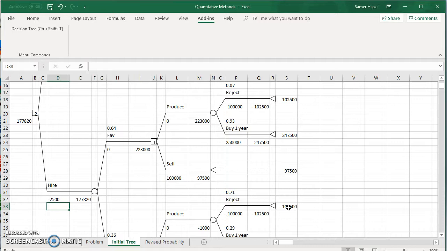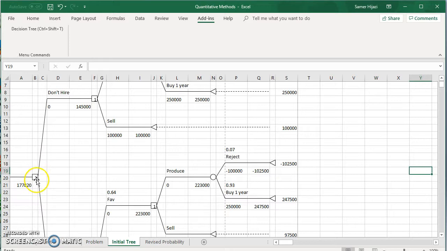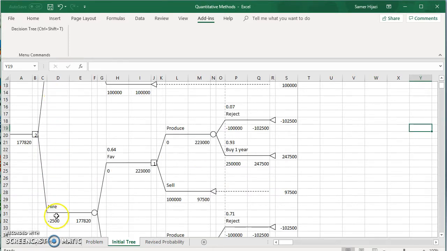Now, let's fold back the tree. We're going to look at the decision tree. So, what are the options? Let's see. We start from here, and what do we get? The decision is 2, which means it's not the first branch, it's the second branch. The second branch is to hire the consultant.